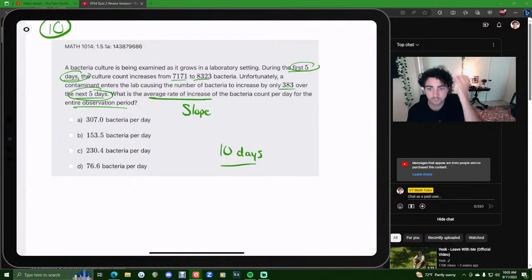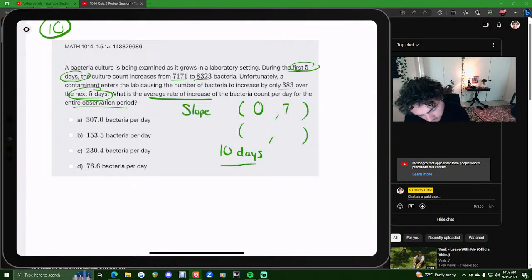So, how do we find slope? We need 2 points. We need an x1, y1, and we need an x2 and a y2. So x1 and y1 would be, at the start of the observation period, the t value, the time, is 0. And the starting bacteria, the first population count that we see, is the 7,171. That's our starting population at day 0.